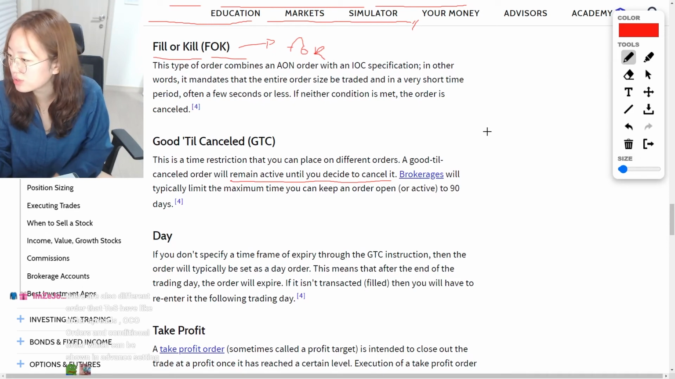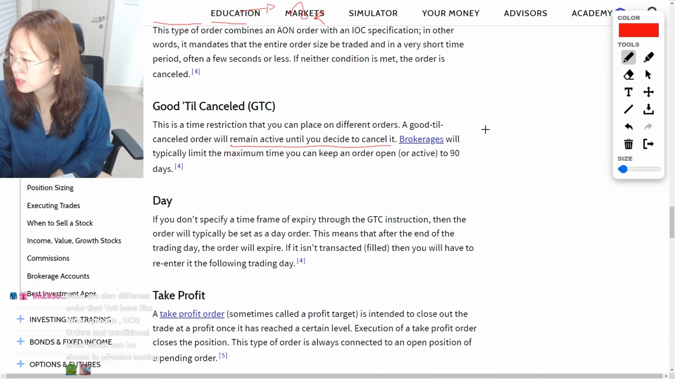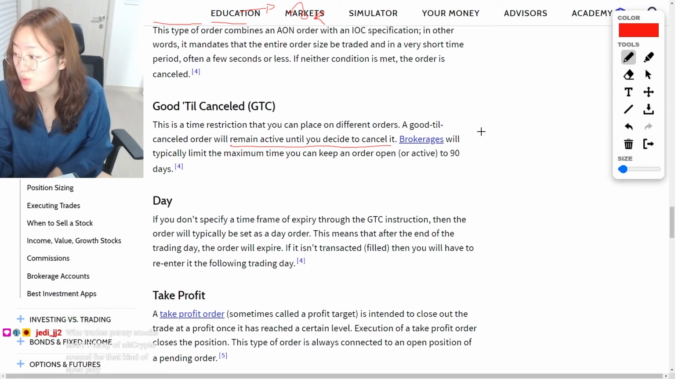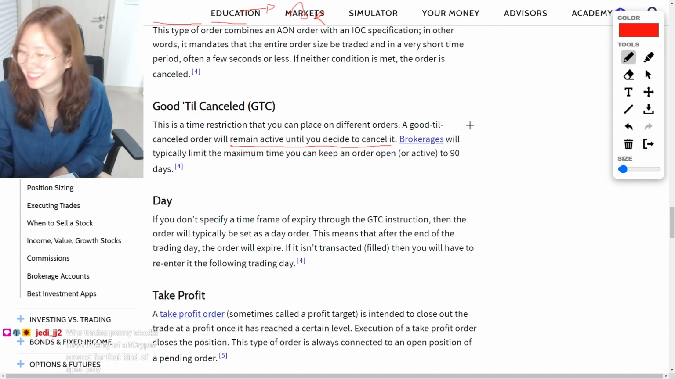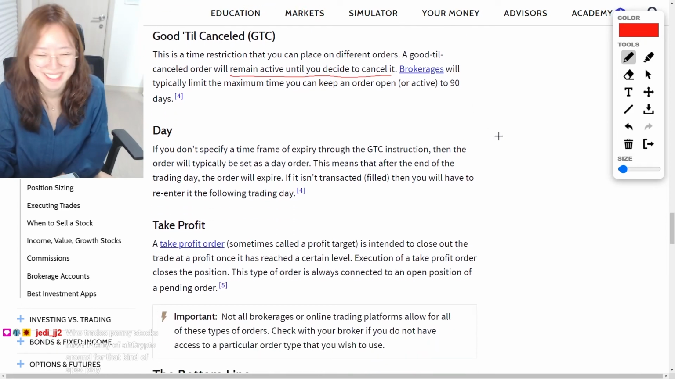The FOK one, there are also different orders that TOS has, like order spread. Wow, that's too advanced for me. Who trades penny stock now? Mr. Pirate? The guy over there in the UK?